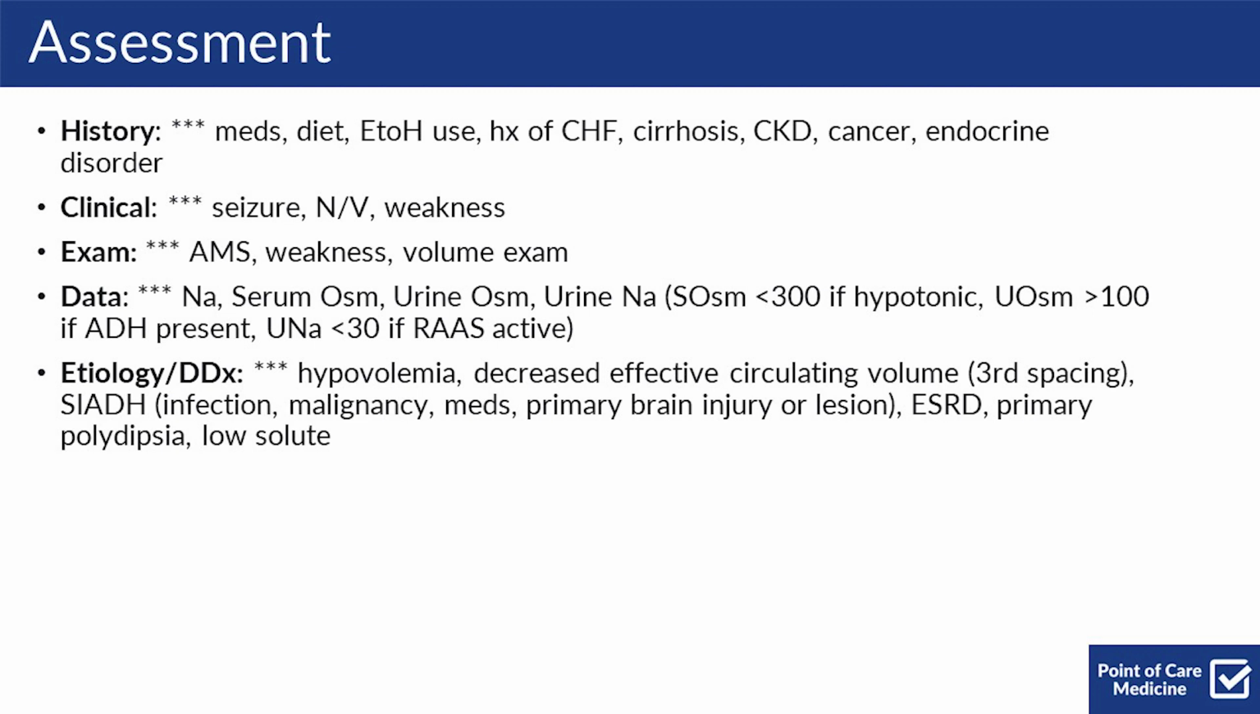The data that you'll be collecting includes their serum sodium, serum osms, urine sodium, and we'll get into what those all represent. For etiology and differential diagnosis, you should be thinking about hypovolemia, a decreased effective circulating volume or third spacing, syndrome of inappropriate ADH secretion, end-stage renal disease, primary polydipsia, and low solute.